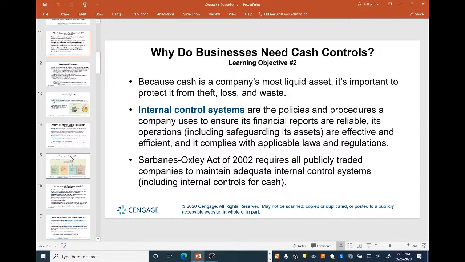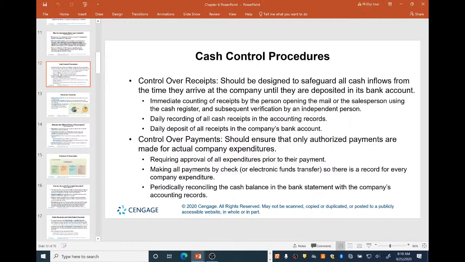Sarbanes-Oxley, known as SOX, passed in 2002, in the aftermath of Arthur Andersen and the Enron scandal. They've actually changed the whole audit of public companies based upon internal control. So now they have to do an integrated audit, not only on the validity of the financial statements, they also have to do one on internal control over financial reporting. That ties into the internal control systems that a company has to safeguard its assets and make sure that everything's reported correctly.